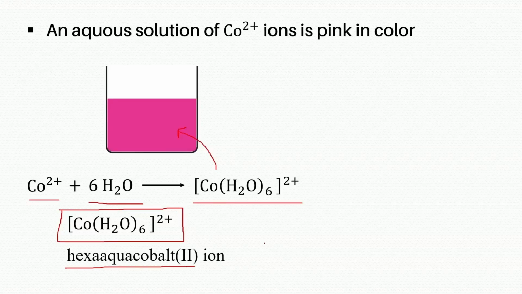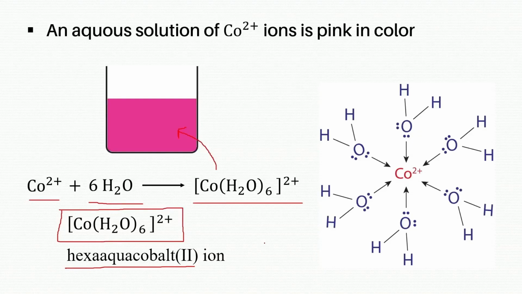If we move on to the shape and the structure of the hexaaqua cobalt(II) complex ion, it also looks like the previous ones. You can see the cobalt 2+ ion is the central metal cation. It is bonded by 6 dative covalent bonds with 6 water molecules. Its shape is also octahedral.